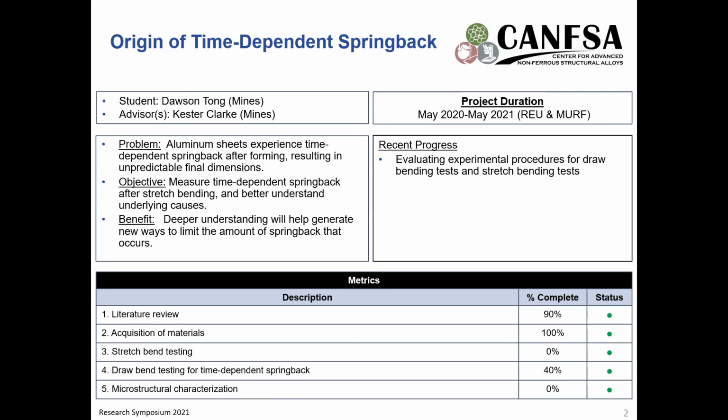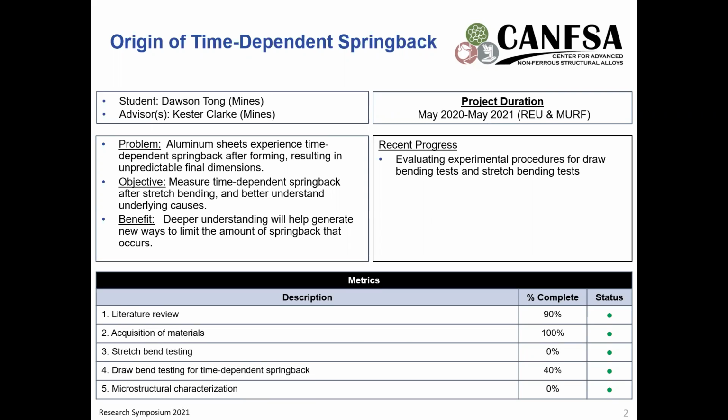The main objective of this project was to be able to measure the time-dependent springback after stretch bending or draw bend testing, as well as to gain a better understanding of what might be causing this. The overall benefit is coming up with other ways that we could possibly limit the amount of springback that occurs in these specimens.